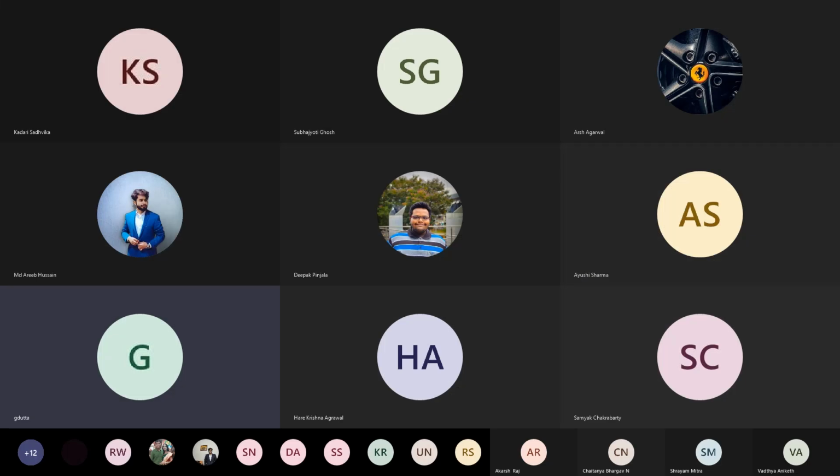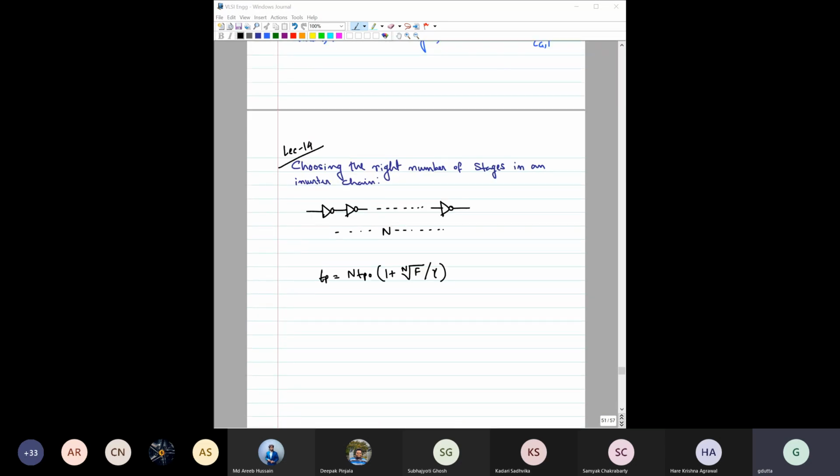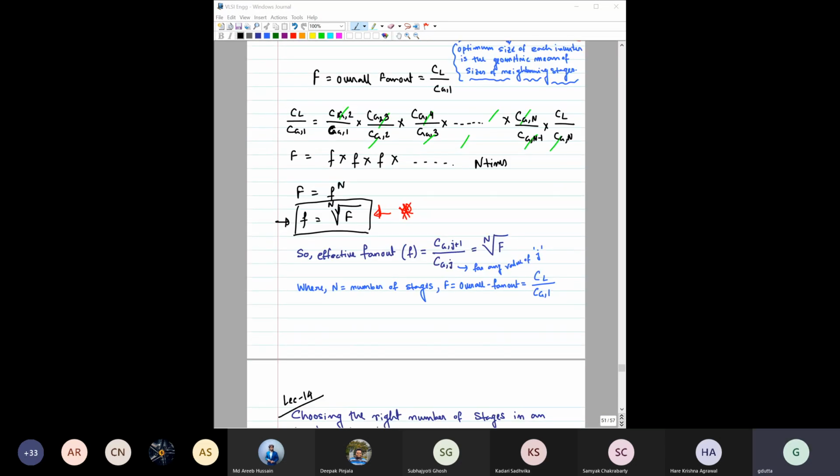I also hope that my screen is visible. Yes. So is my screen visible? Yes, sir. Okay. So I think then we are in a good condition to start for today's class.